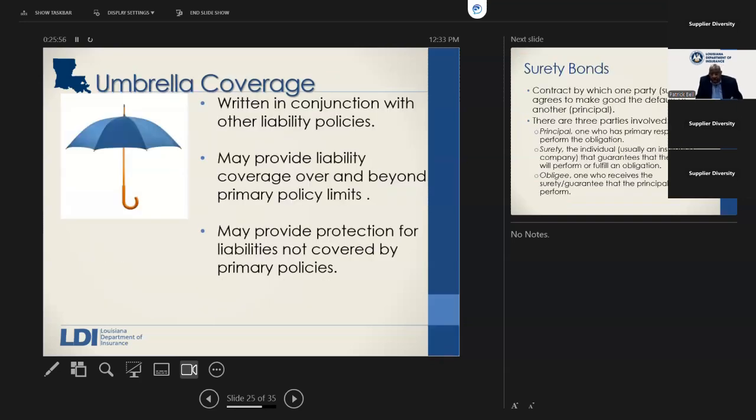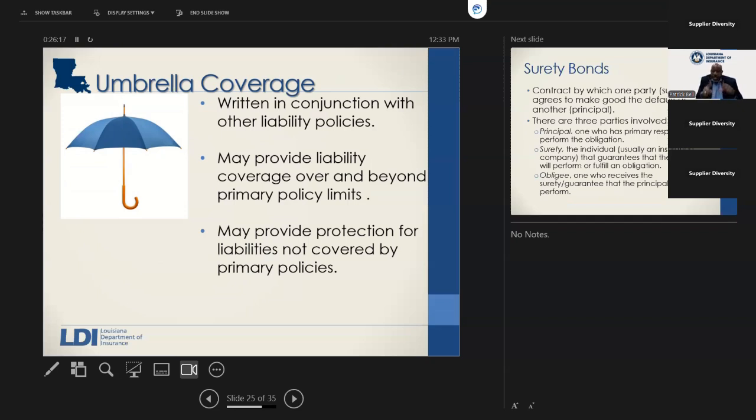Okay, umbrella coverage is a liability policy written in conjunction with other liability policies. It provides liability coverage over and beyond primary policy limits, and it may provide protection for some liabilities that are not covered by your underlying primary policies.